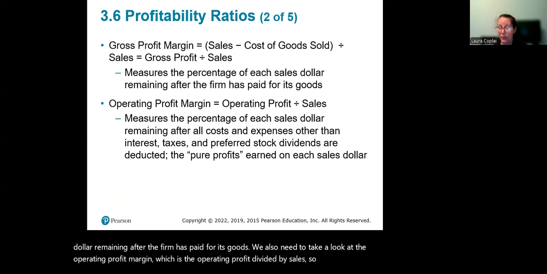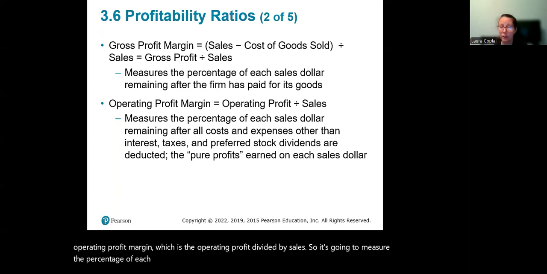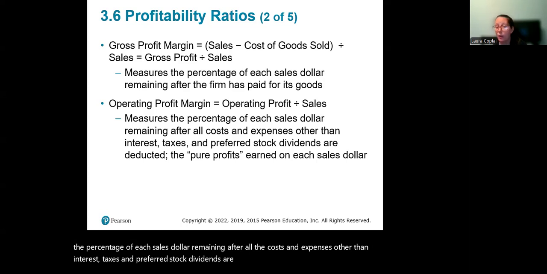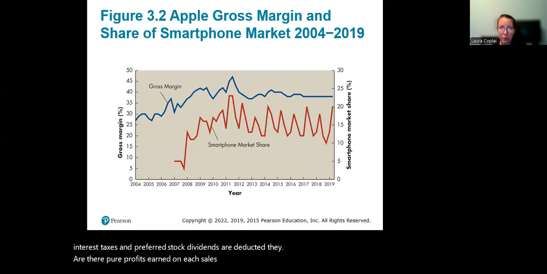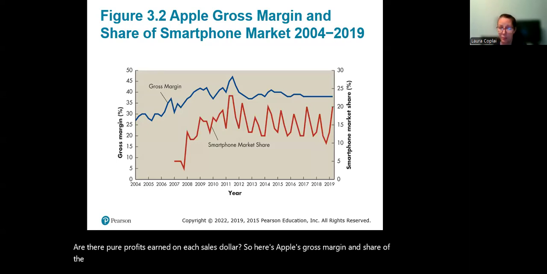It's going to measure the percentage of each sales dollar remaining after all of the costs and expenses other than interest, taxes, and preferred stock dividends are deducted. They are the pure profits earned on each sales dollar. So here's Apple's gross margin and share of the market for smartphones. So you can see the smartphone market share as well as the gross margin.